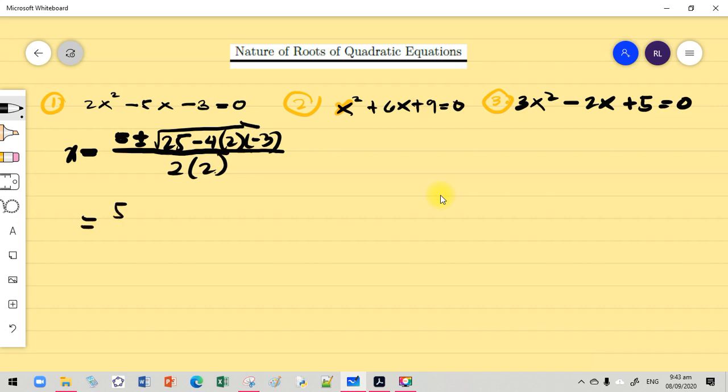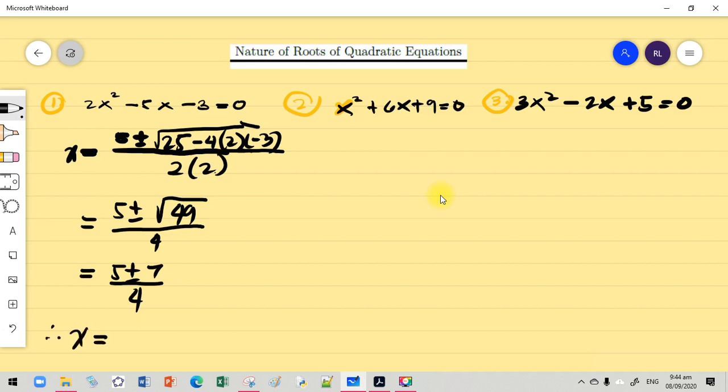So we have 5 plus minus the square root of 4 times 2 times 3, which is 24, plus 25, that is 49, all over 4. So we have 5 plus minus 7 all over 4. Therefore, x is 5 plus 7, which is 12, divided by 4, that is 3, or 5 minus 7 is negative 2 divided by 4, we have negative 1 half. Okay? So let's take a look at number 2.